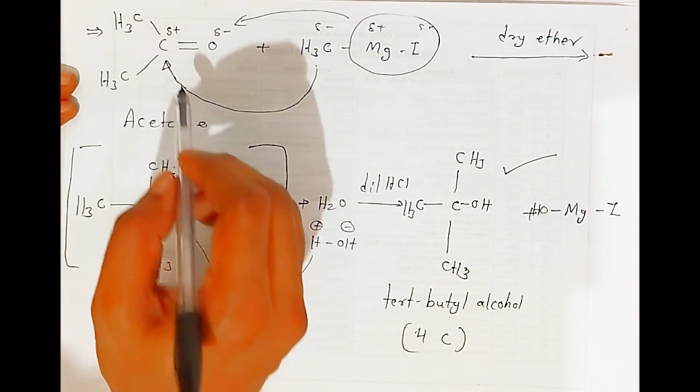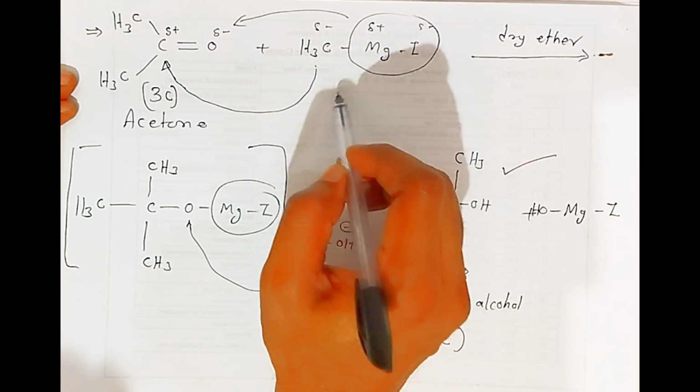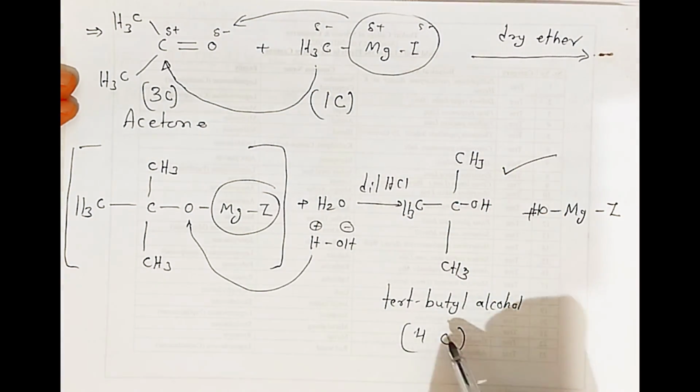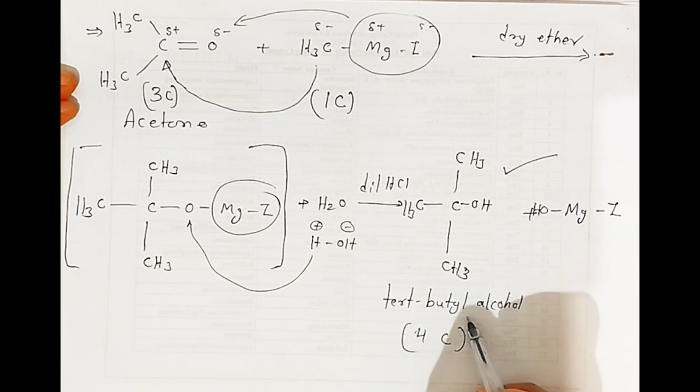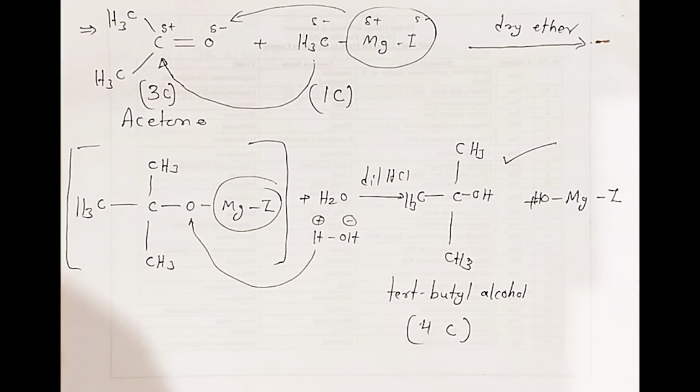So students, your starting material is 3 carbon, that is acetone, and this methyl magnesium iodide has 1 carbon, and your final product contains 4 carbon, that is tertiary butyl alcohol. So these are the addition reactions we have seen, students. Very important in examination, sometimes they may ask like this. So this way, students, you have to write in the examination, you will get full marks.